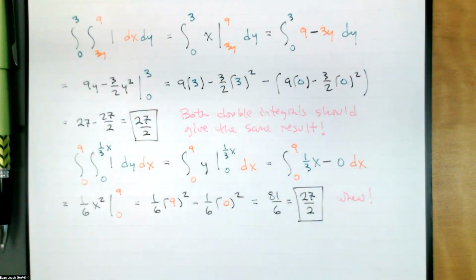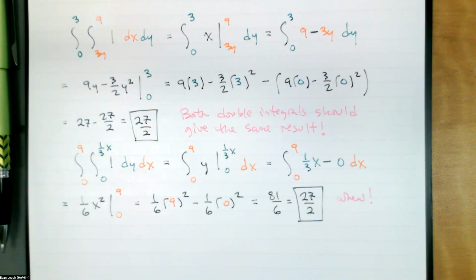The fact that both double integrals return the same amount does not guarantee that we're correct, but it's pretty strong evidence that we're correct. The other thing that gives pretty strong evidence that we were correct is that 27/2 is the area of the triangle. And if you integrate the function 1, that should give you the size of the region.